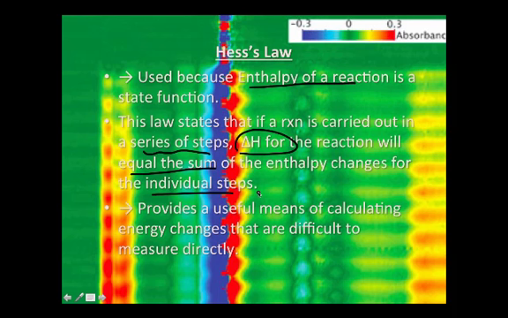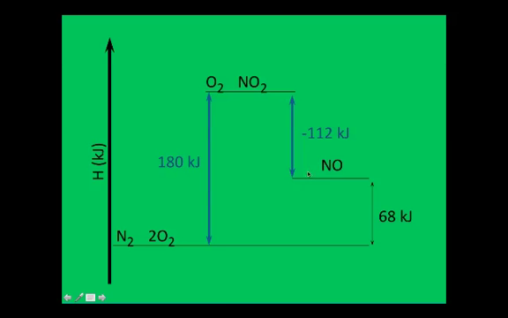So all you have to do is find out each little step along the way, and you'll know what your overall delta H is. This provides a useful way of calculating energy changes for reactions that would be really hard to measure directly, like combustion reactions. Say, you can't stick a thermometer in the fire. That's just way too hot and not very safe. So here's what we could do.